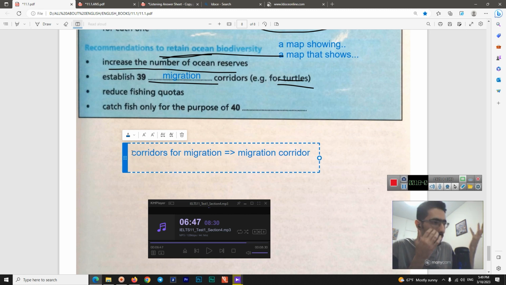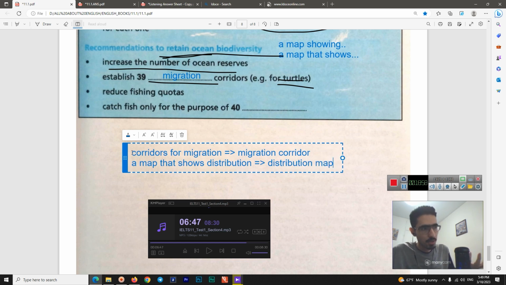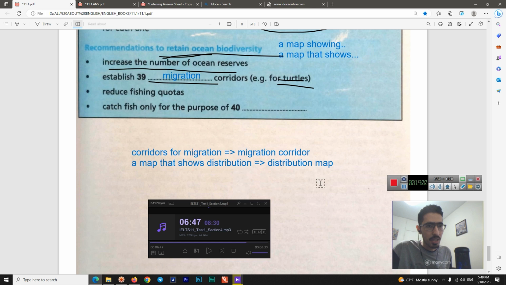It's a game. Ielts says a map that shows distribution. You should change it to distribution map. Okay, so Ielts is just playing with these words. You need to keep track of the last 8 to 10 words that you hear, really.